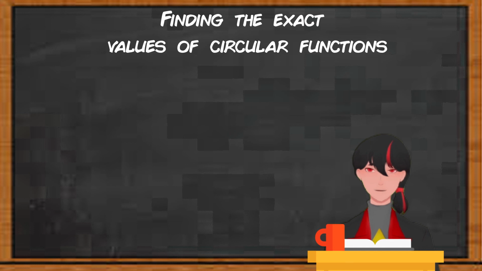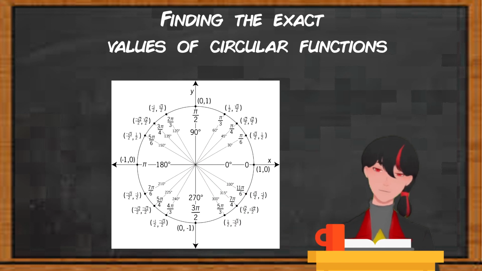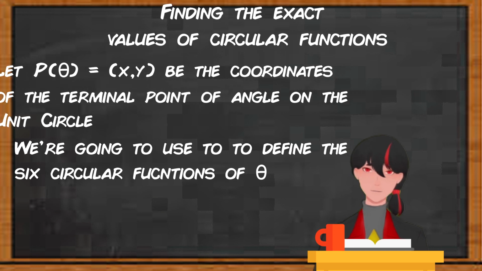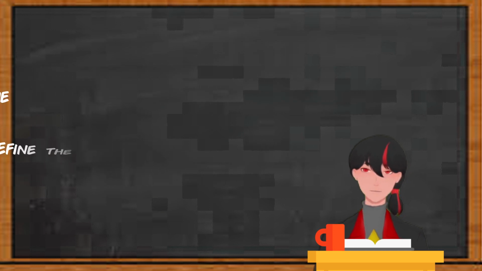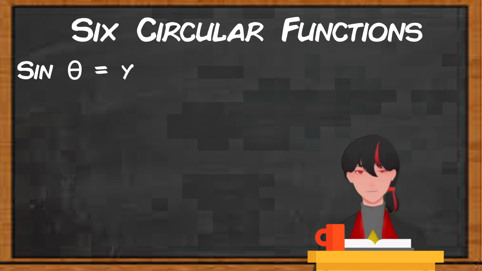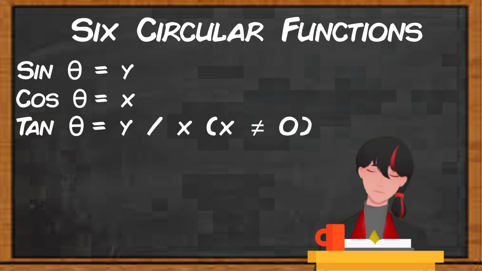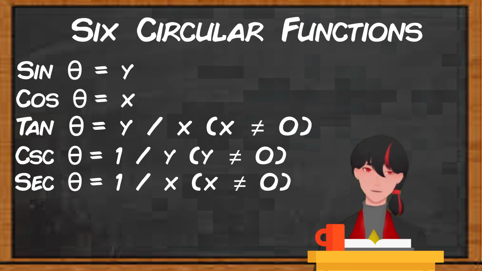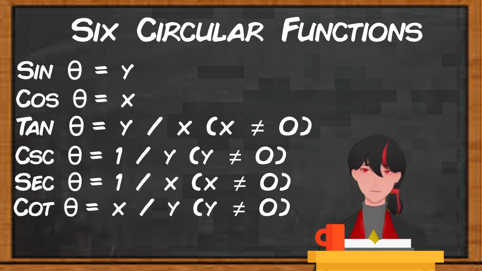Alright, in order to find the values of circular functions of a given angle, we are going to use the coordinates of the terminal point of the angle on the unit circle. So we're going to let P(theta) equal (x, y) be the coordinates of the terminal point of the angle on the unit circle. We're going to use it to define the 6 circular functions of theta. I will now enumerate the functions one by one. There's sine theta equals y, cos theta equals x, tan theta equals y over x, cosecant theta equals 1 over y, secant theta equals 1 over x, and cotangent theta equals x over y.